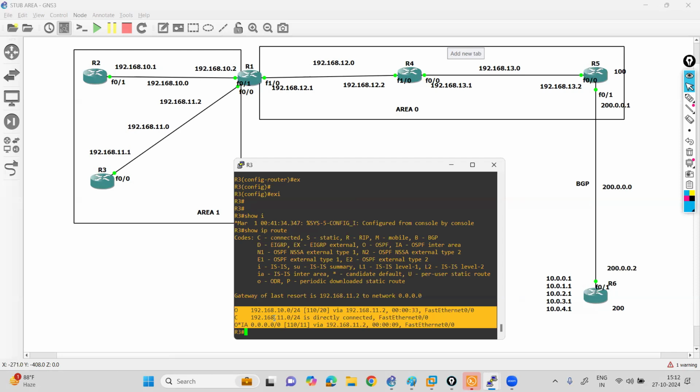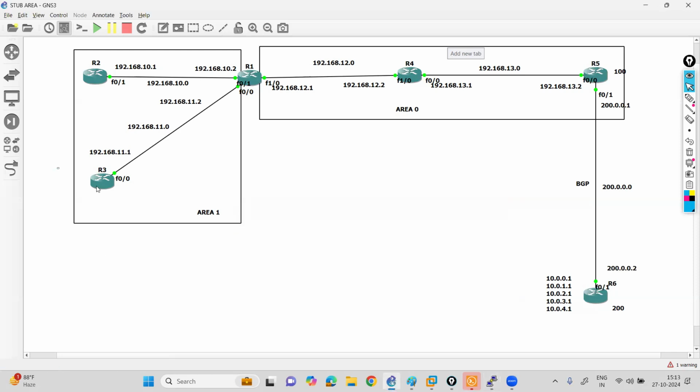And now the next topic is what? Not so stubby areas. Let us assume we also have one more autonomous system boundary router over here. On R3 also we have some external routes.